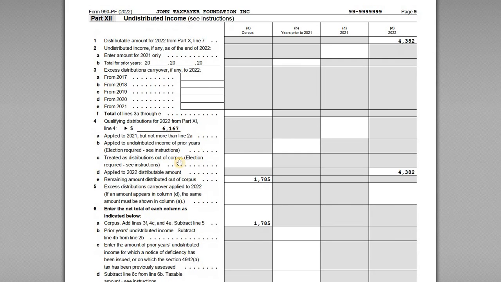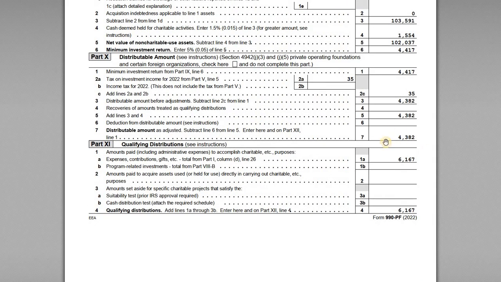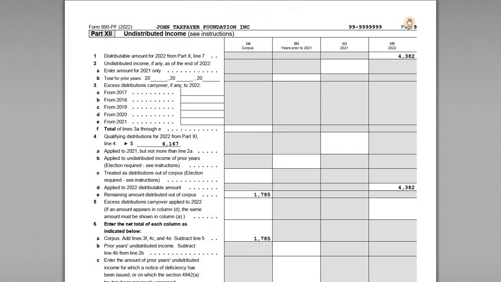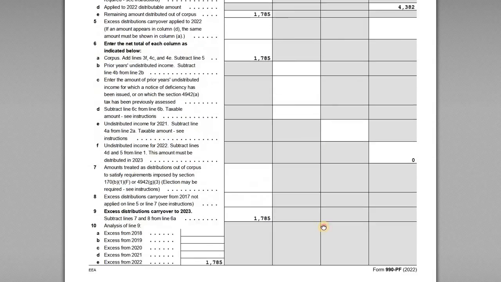$6,167. All right, now Part 12, Undistributed Income. So the top right-hand starting point here, 2022 is the column we're working with. 4,382 is our distributable amount for 2022. So that's the amount coming up here from Part 10. So Part 10's 4,382 is line 1, column D. And because this is an initial year return, we're not going to have any entries for 2021, the year prior, or the total amounts from years prior to 2021. So as you can see here in B and C, these are completely blank.